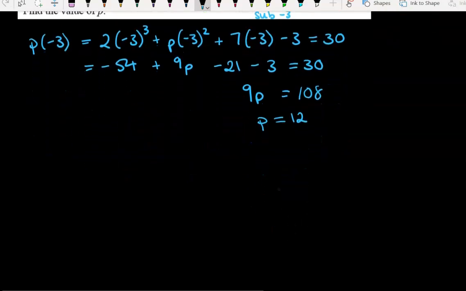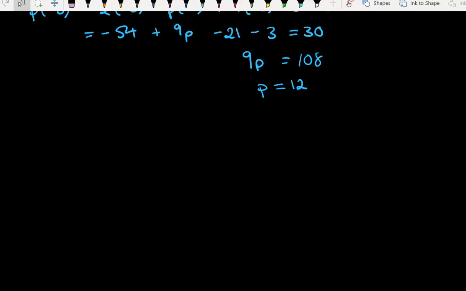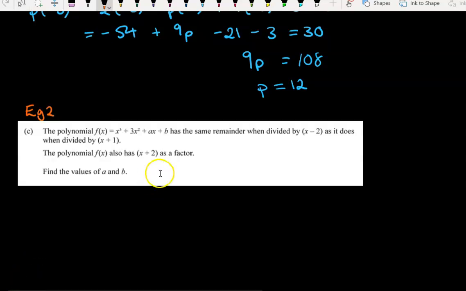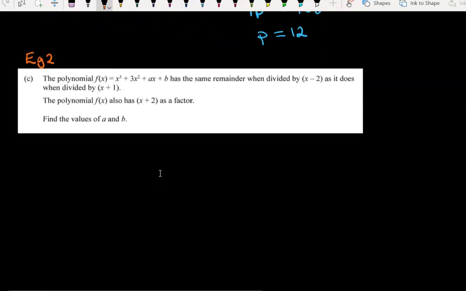Let's do another example of how this can be used. This one's a slightly harder question because it's got a bit more going on within it. So our polynomial, which they've actually called f of x in this one, has the same remainder when divided by x minus 2 as it does when it's divided by x plus 1. We're also told that x plus 2 is a factor, and from all this information we can work out the values of a and b. Okay, so let's work through it in order.